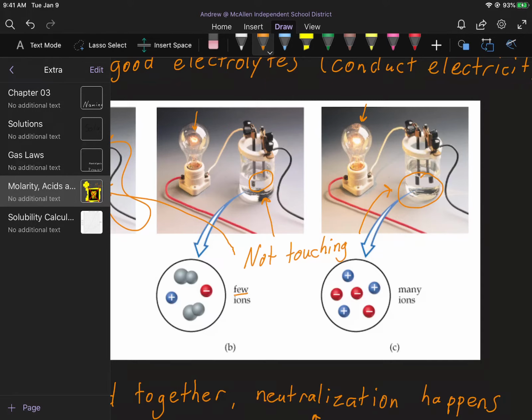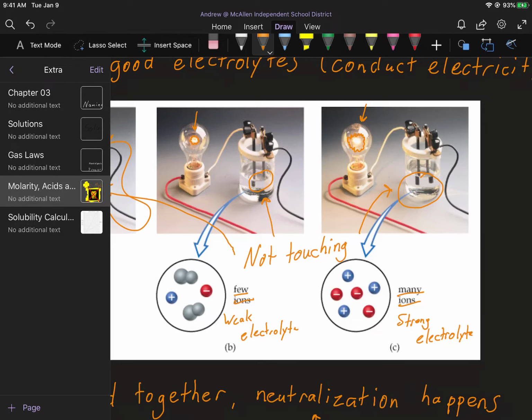Here we have only a few ions. This is a not very good electrolyte. This is a weak electrolyte. The light is on, but only a little bit. It's pretty weak. Here you have many ions, you have a lot of them. This is a strong electrolyte. And if you look, the bulb is much brighter. Look at that. So much bigger and stronger.